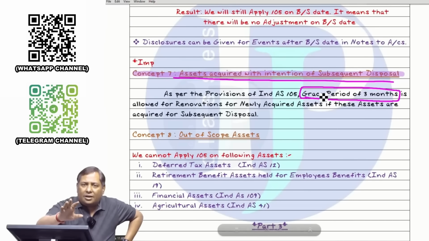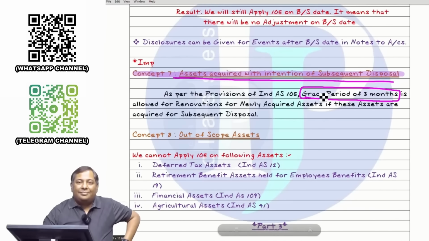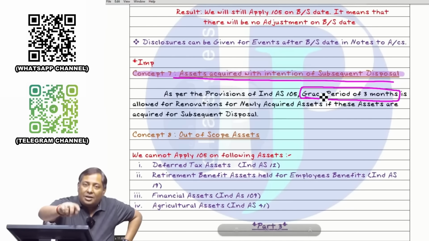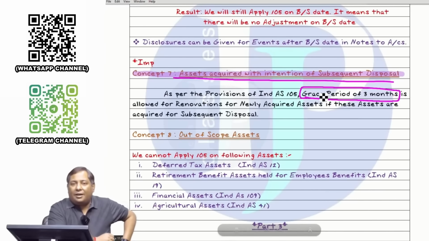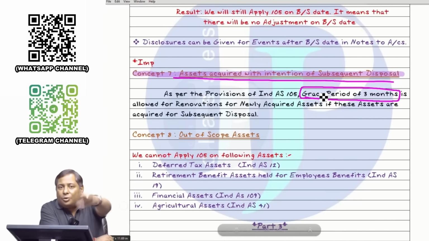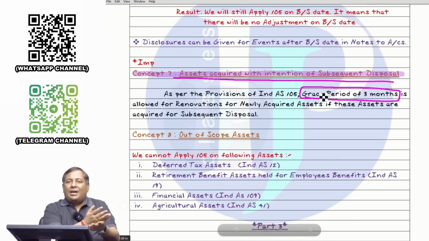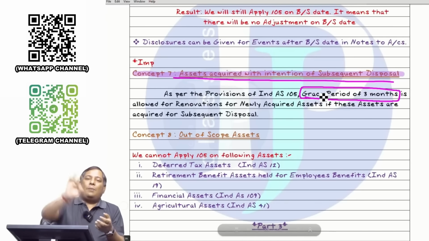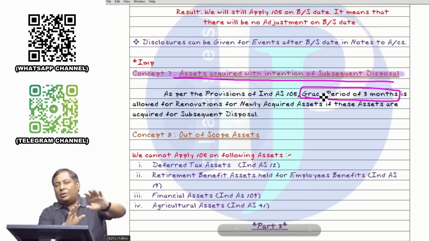So students, you purchased an asset and you were aware that you would resell it. At the time of purchase, you bought it just for subsequent disposal, okay? You never intended to keep it or use it from the very beginning. So here 105 says these assets were held for sale at the time of acquisition. So now we give you a 3-month grace period. Prepare it for sale within 3 months. Is that okay?